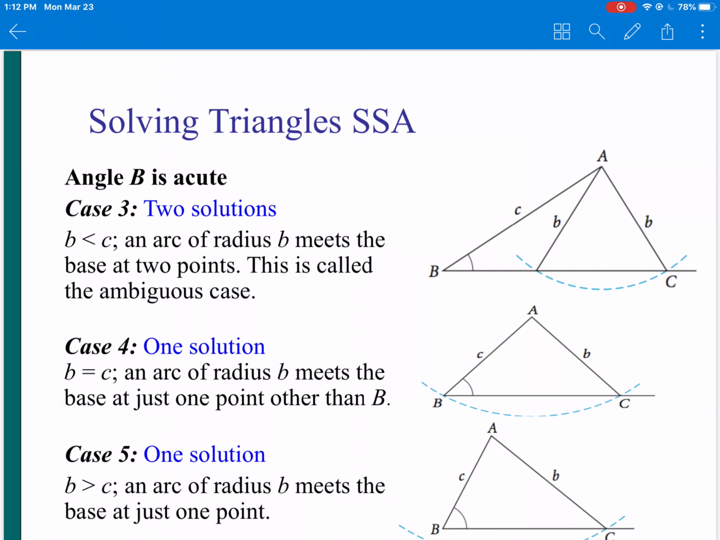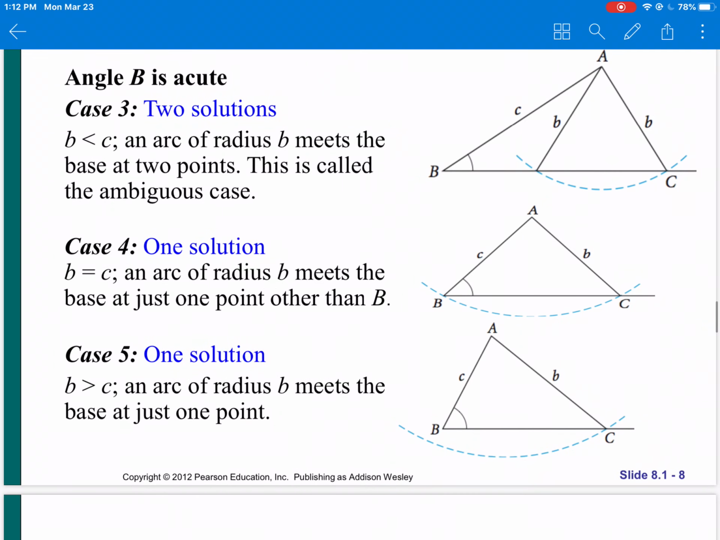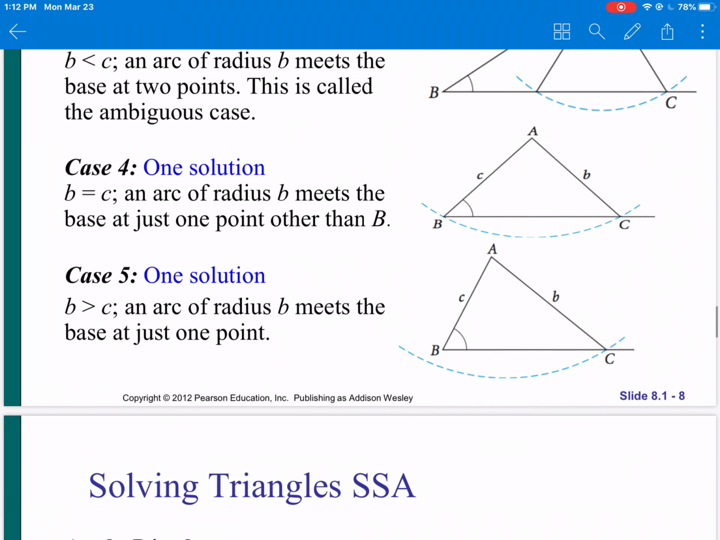If you lengthen side B a little bit further, you could then form possibly one triangle. Case 4 is a one-triangle case, because if I swing it over and it's the same as the length of side C, you wouldn't have a triangle. So one triangle. And in case 5, we extended the length of side B a little bit further. Again, there's only one possible triangle there.